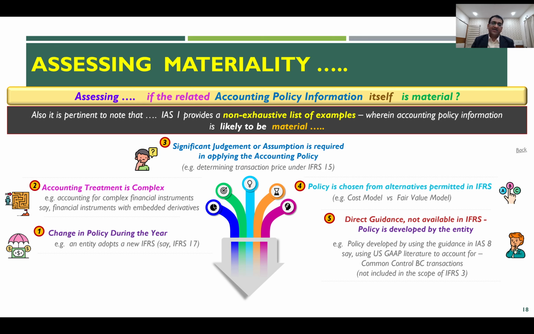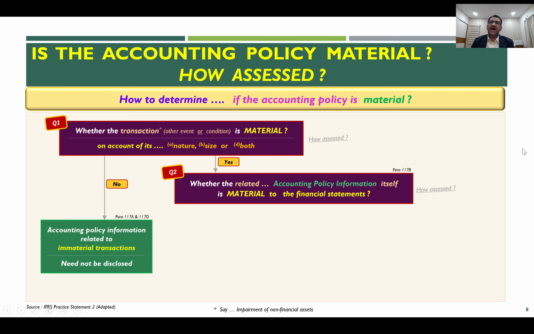With this, now we'll go back to the flowchart. We have asked 2 questions. Let us see and complete the flowchart. How do you determine? Coming back to the slide, the first question was whether the transaction is material. If it is yes, it is material. Then the next question we just looked at: the transaction is material, and whether the accounting policy information itself is material. We have seen how to assess it.